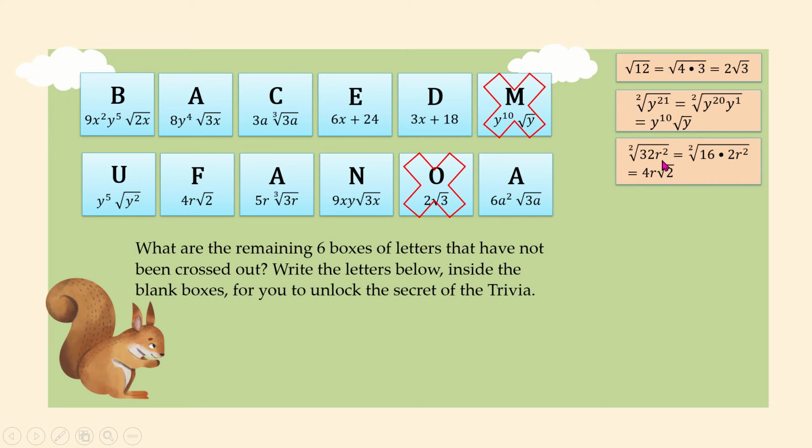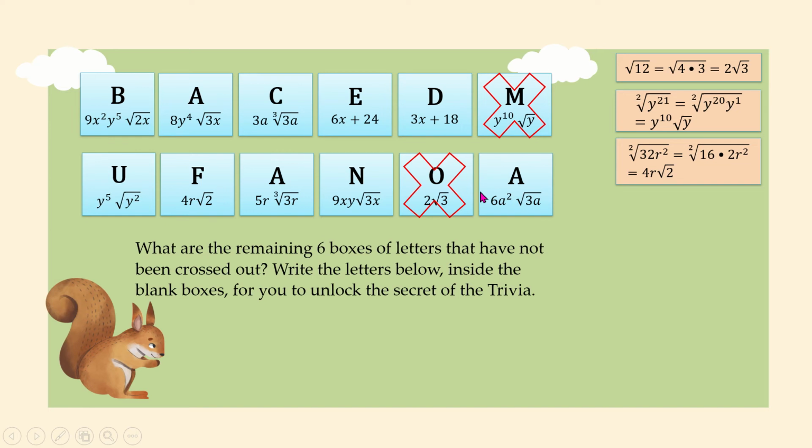Times 2 is 32. 2 is not a perfect square, no? But it is one of the factors of 32. Then the r squared doesn't need to be extracted because its exponent is already divisible by the index 2. So the square root of 16 is 4. Okay, it is a perfect square. Then r squared, exponent 2 divided by index 2, gives r. So what remains in the radical symbol is 2. So the final answer is 4r square root of 2.